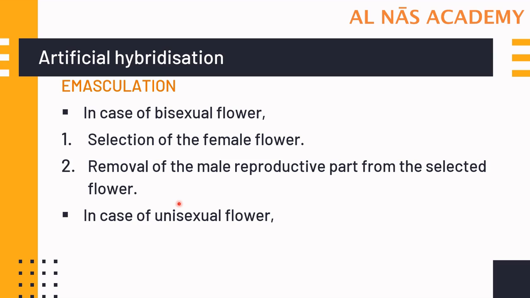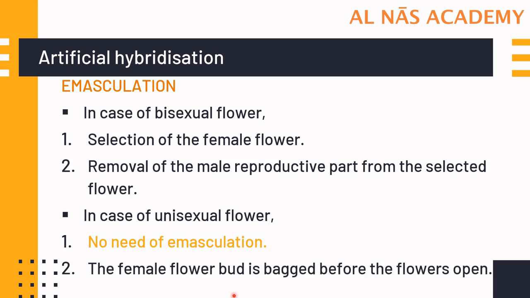And in case of a unisexual flower, there is no need of emasculation because the flower is unisexual. The only thing is we have to protect the female flower from unwanted pollination. That's the reason why the female flower bud is bagged before the flower opens up.